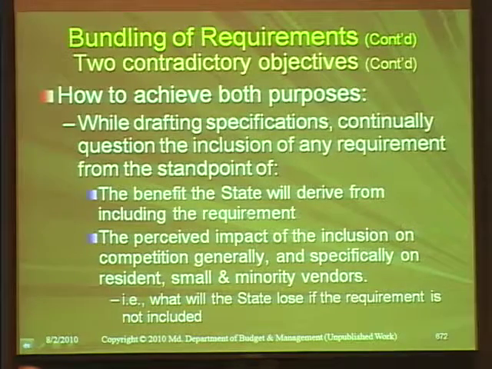Continually question the inclusion of any requirement from the standpoint of the benefit the state will derive from including the requirement, the perceived impact of the inclusion on competition generally, and specifically on whether resident small minority vendors can participate, i.e. what will the state lose if the requirement is not included. So you try to gauge this. And if you put it out on a bundled basis and you get vendors that are complaining and they're small minority vendors, etc., you might decide to do an amendment to unbundle. That's something for you to consider and something you should think of in the planning stage.